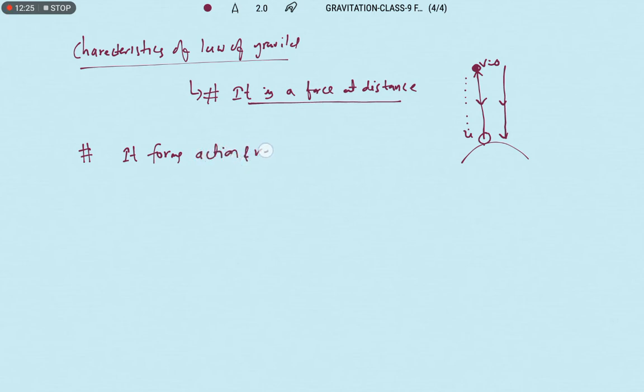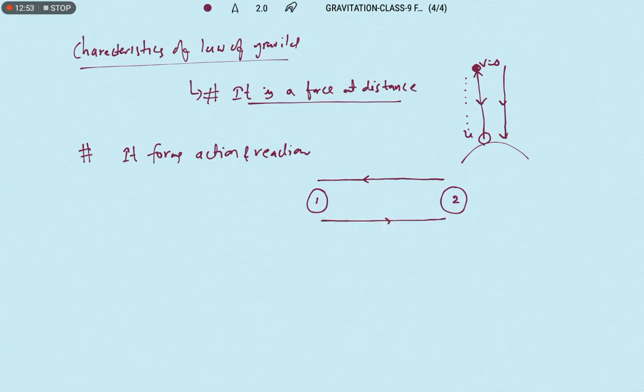Action and reaction pair. What is the meaning of this, sir? So that means the gravitational force forms an action and reaction force. What is the meaning of this? Suppose this is object 1 and object 2. Object 1 wants to pull the body towards it. In the same way, object 2 wants to pull body 1 towards it.